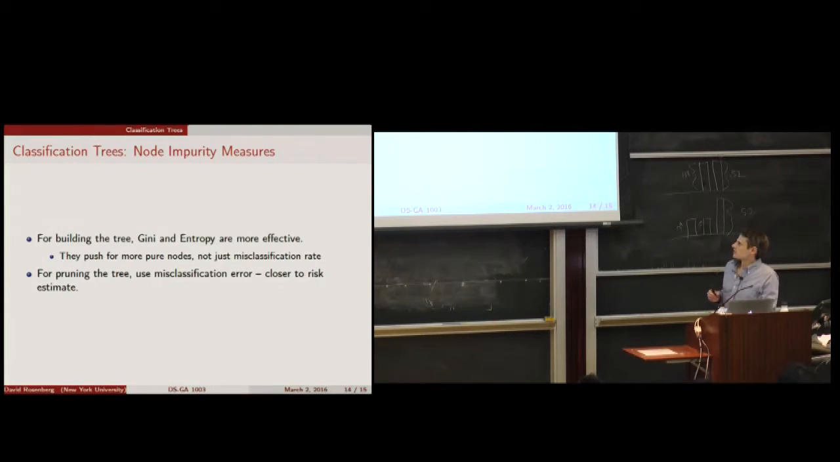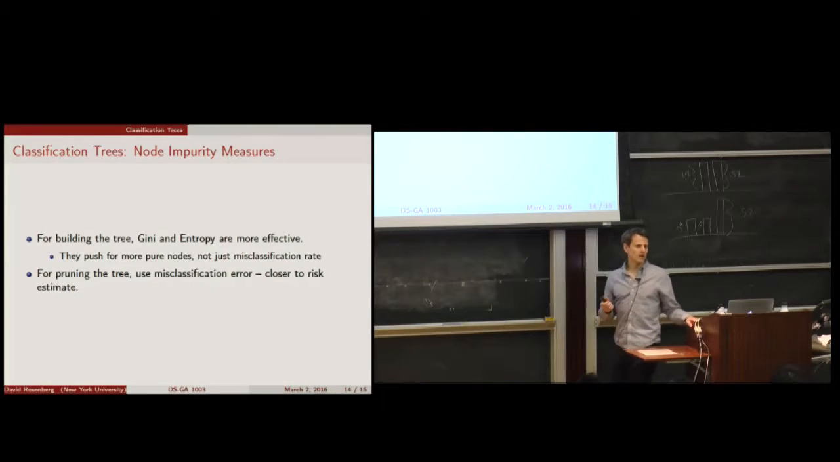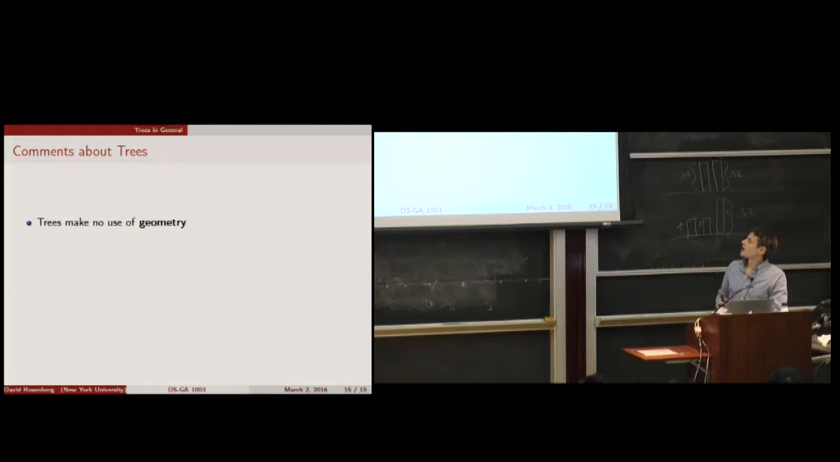So that's all I had to say about classification trees specifically. I had one additional comment on trees in general that I don't think I made last time. It's that trees make no use of geometry. So what do we mean?